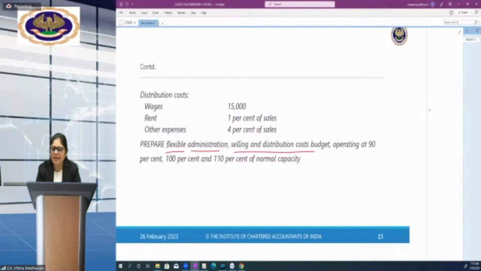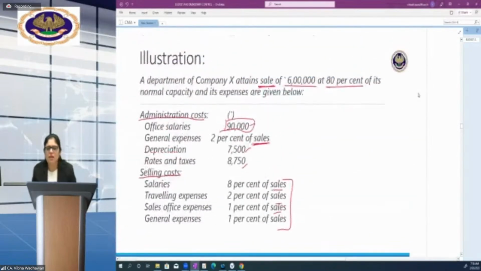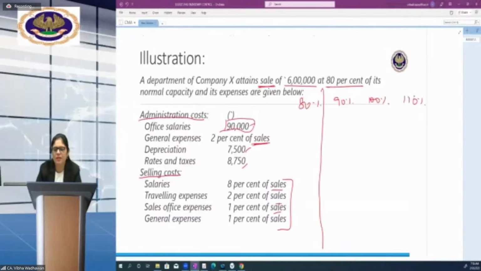So operating at 90%, 100% and 110%. All right. So we have to make a column for 90%, then 100% and then 110%. Here, the capacity should be at the top. The first thing in the format, in the statement which you make, should be the capacity. Clear? So let us go back to the first part of the question. So 80% capacity, you can write it over here also. 80%, 90%, 100% and 110%. So 80 is given to you. Clear? On the basis of this, we will find out 90, 100 and 110.